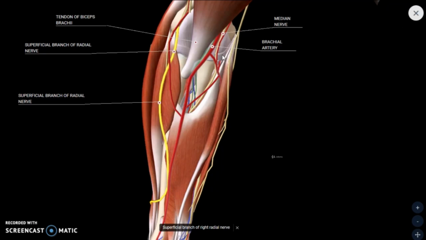For now you have to know the boundaries and the contents present in the cubital fossa, how it is related and all. Now we will move on to the detailed description of this cubital fossa and how it is important in the clinical aspect also.